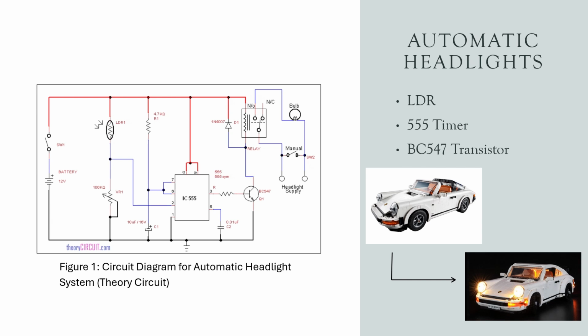One main component here is the LDR, or light-dependent resistor. This essentially acts as a light sensor that detects the surrounding brightness level, and we've used these in class a few times as well. Another main component is the 555 timer, which is configured as a comparator monostable switch that controls when the relay activates based on the input voltage from the LDR. And a third component is the relay module, which is driven by the BC547 transistor, and this just switches the headlight circuit on or off depending on the 555 timer output.